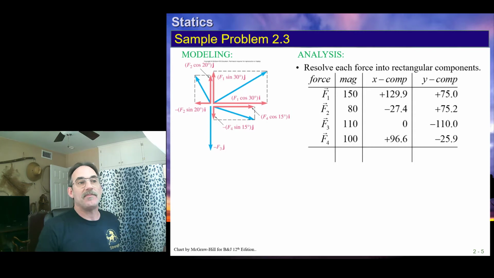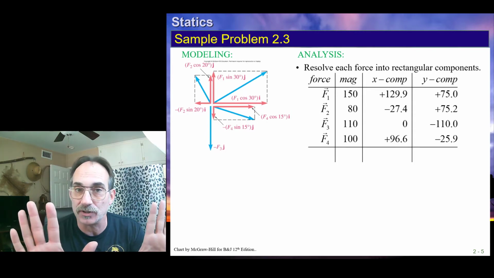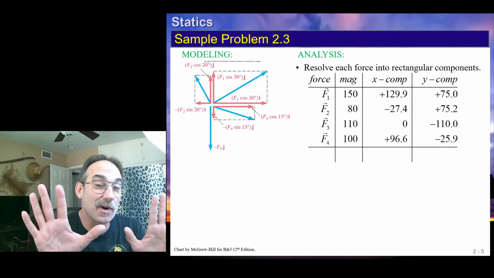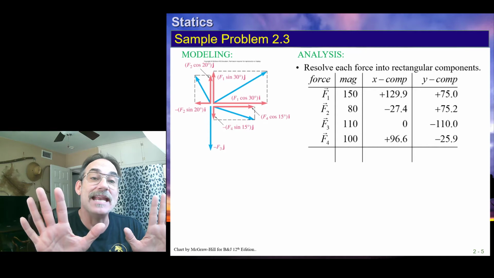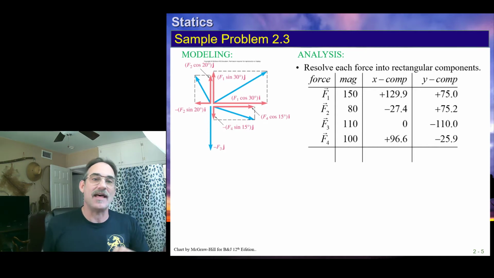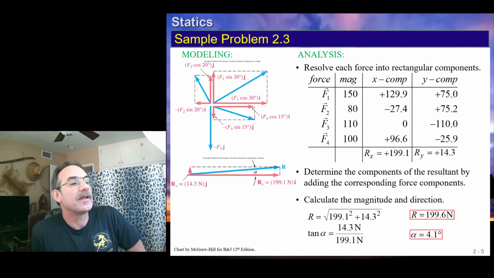Then we can just sum up the x component, sum up the y component. That will give us the two components of the resultant. And then to get the magnitude of the resultant, we take this squared plus that squared, square root of all that. And to get the angle, we take the y over the x, take the arctangent of that, as we're going to see here. And that's how we solve that.